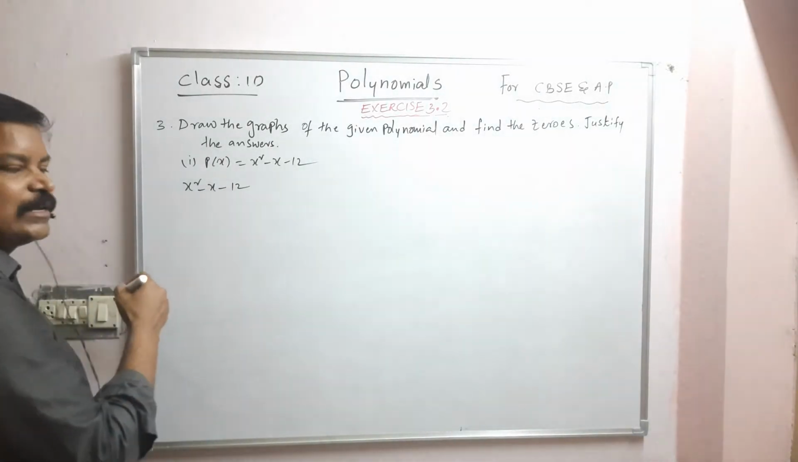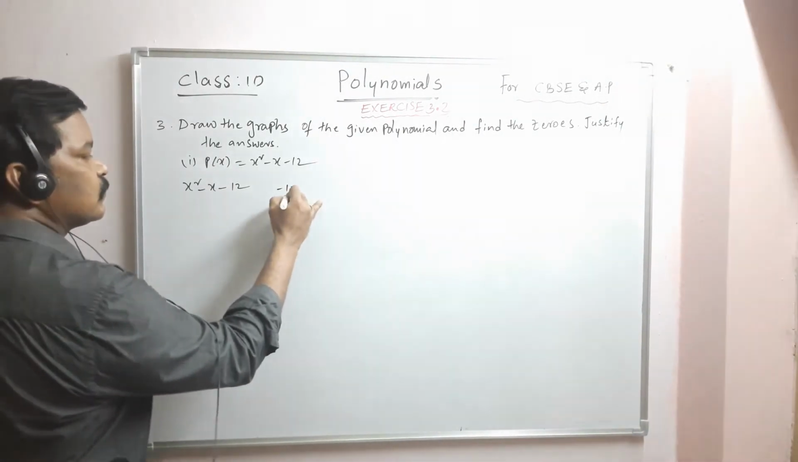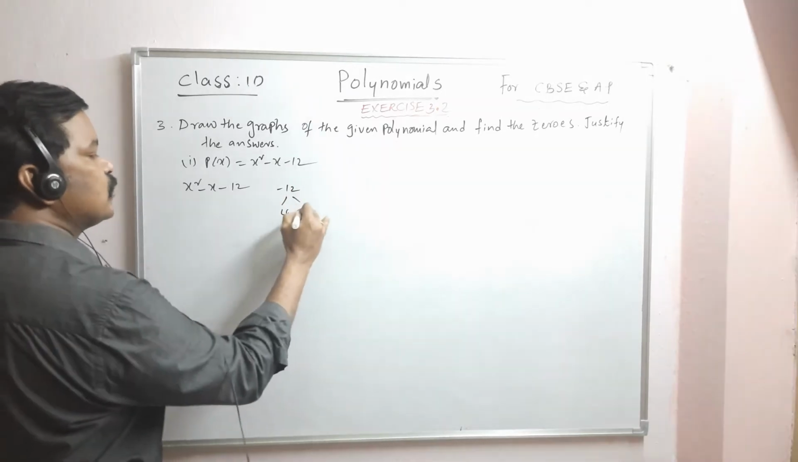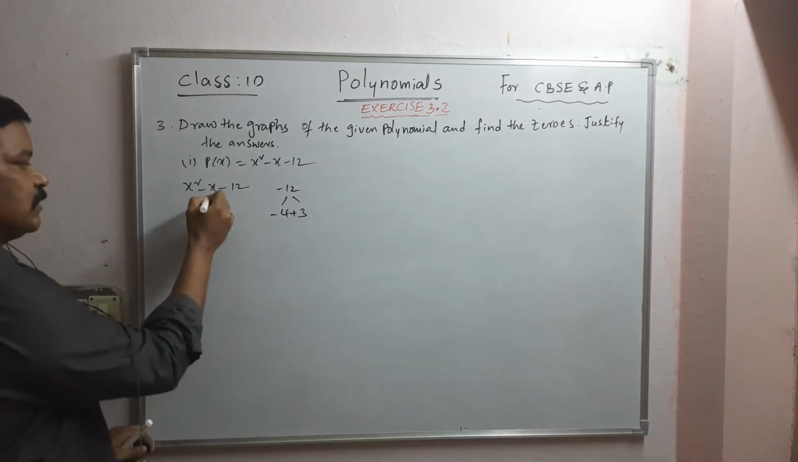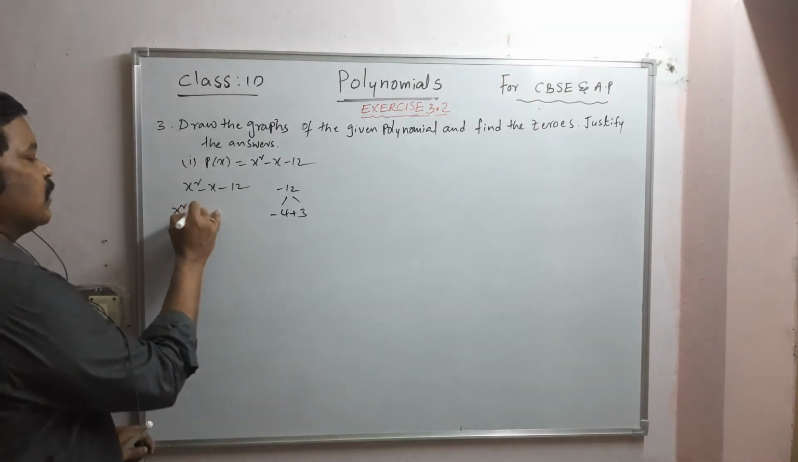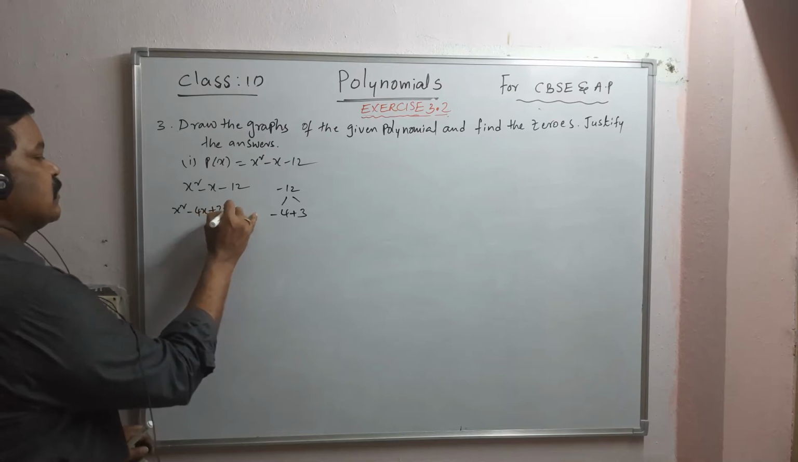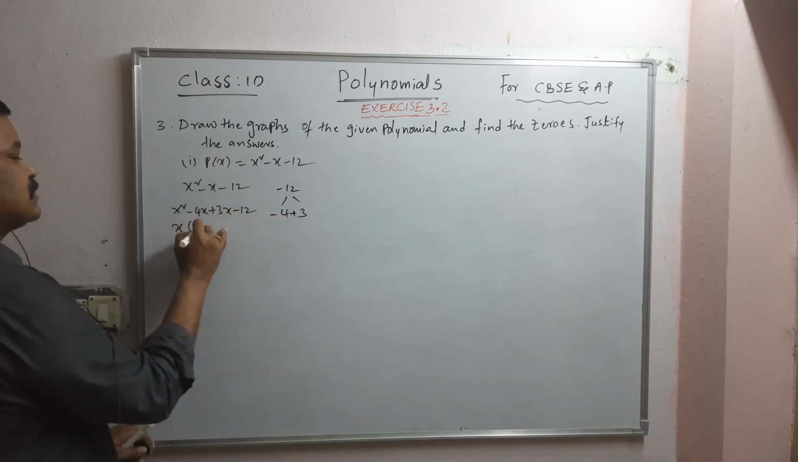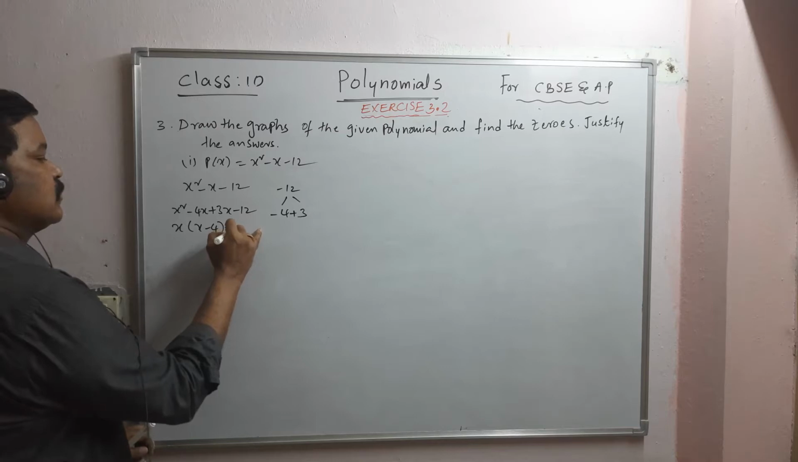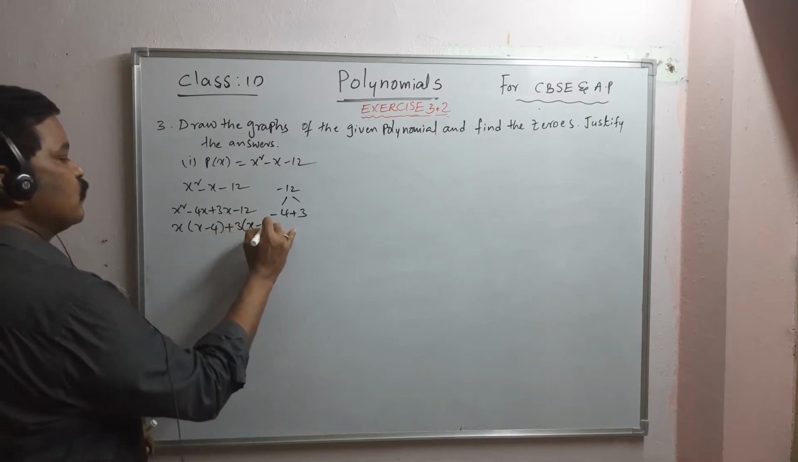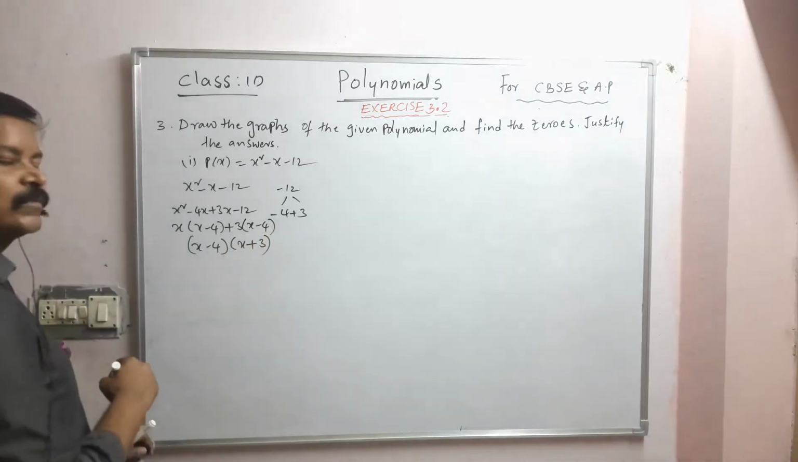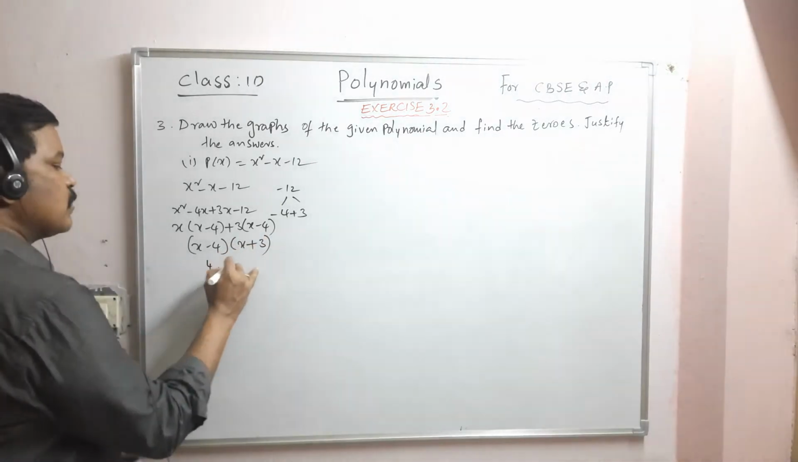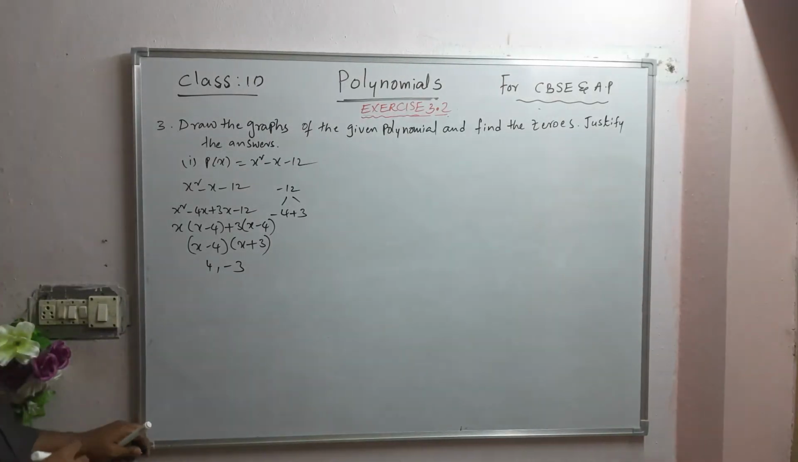x square minus x minus 12. So what are the factors of 12? 4 threes are 12. So minus 4x plus 3x is minus 1x. That is the middle term. That means x square minus 4x plus 3x minus 12. Take x as common, x minus 4 times, plus 3 as common, x minus 4. That means x minus 4 times x plus 3. Therefore, 4 comma minus 3 are the zeros.